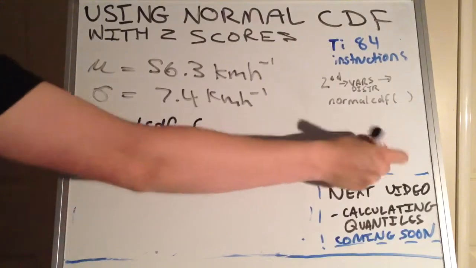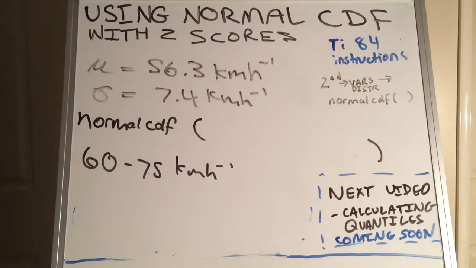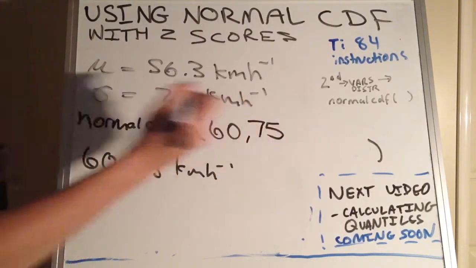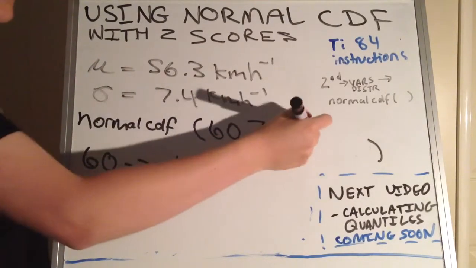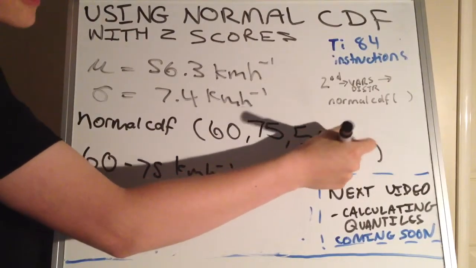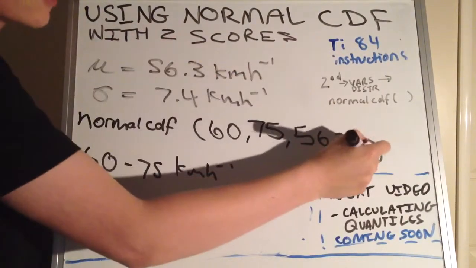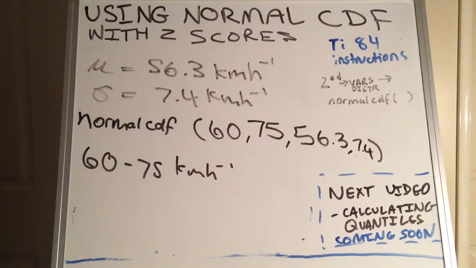So we know that our lower, which is the first value we put in brackets, is of course going to be 60 because that's the slowest car speed we want to evaluate. The minimum, the lower limit. And we know that the upper is of course going to be 75. And now we know that based on the problem, we have a mean of 56.3 and we have a standard deviation of 7.4. So in order to solve this, we just hop across to our calculator.